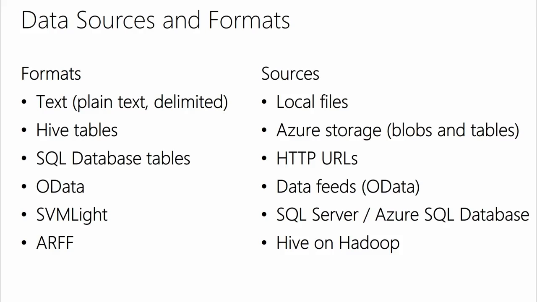Typically, text comes from local files, but not always. An example of a Hive table could be from Azure. You could have blobs and Azure tables. There's feeds over HTTP from, say, URLs or other kinds of data feeds, and SQL Server, lots of other possible data sources here.